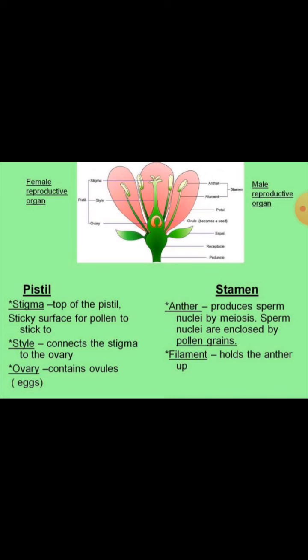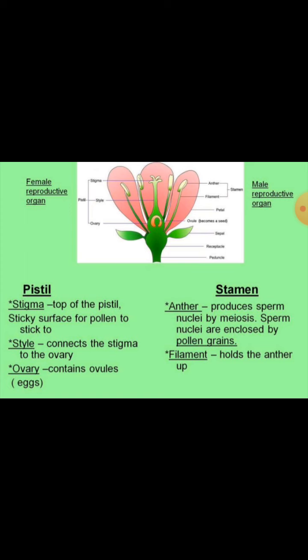The stigma serves as a landing platform for pollen grains. The style is an elongated, cylinder-like part beneath the stigma. The basal swollen part of the pistil is called the ovary. The ovules are present inside the ovary cavity, the locule, each attached to the placenta.